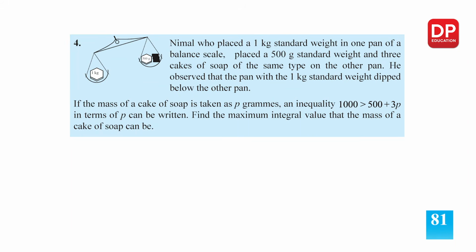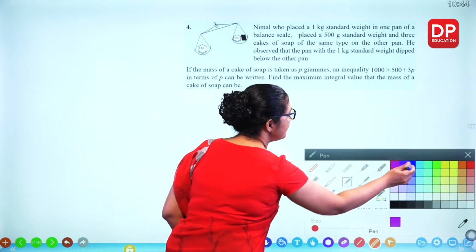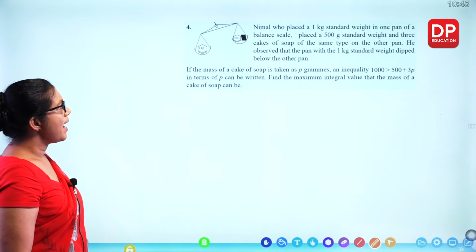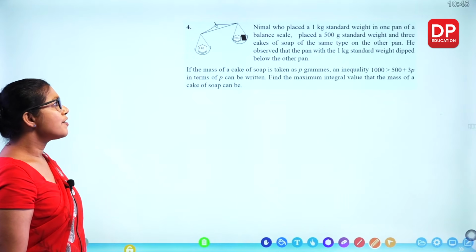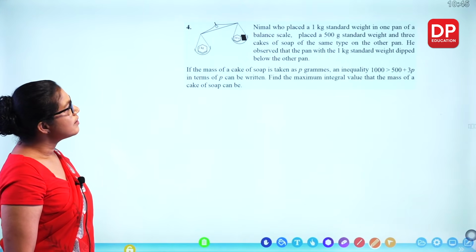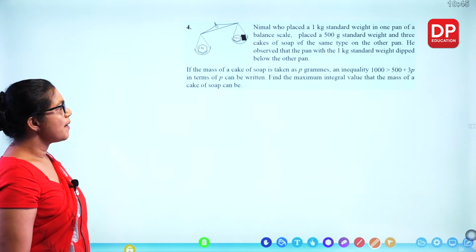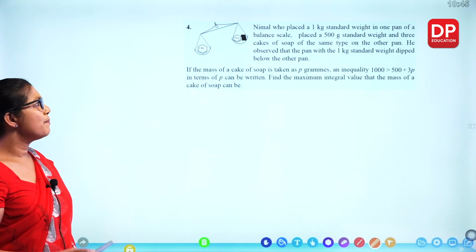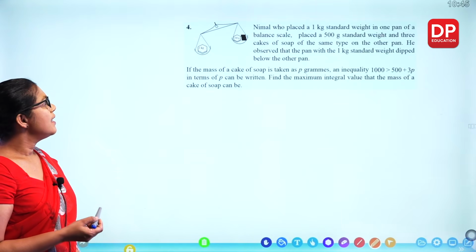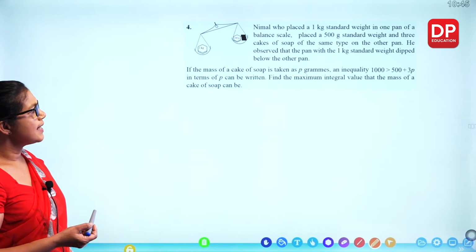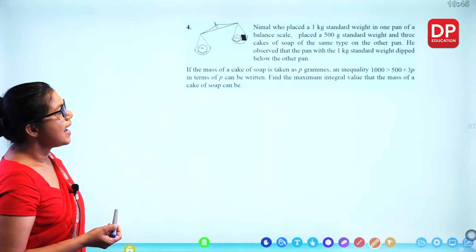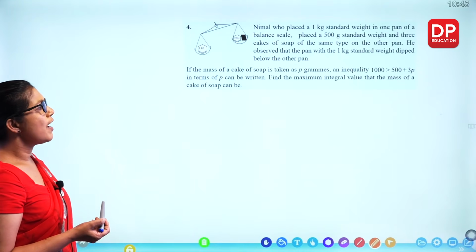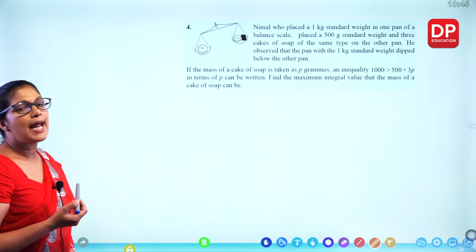Now we'll take the fourth question. It says, Nimal, who placed a 1 kilogram standard weight in one pan of a balance scale, placed a 500 gram standard weight and 3 cakes of soap of the same type on the other pan. He observed that the pan with the 1 kilogram standard weight dipped below the other pan. If the mass of a cake of soap is taken as P grams, an inequality in terms of P can be written. Find the maximum integral value that the mass of the cake of soap can be.